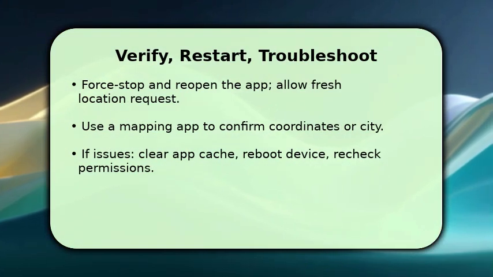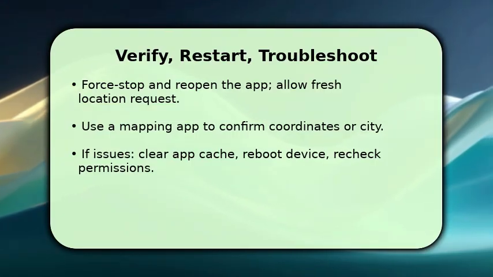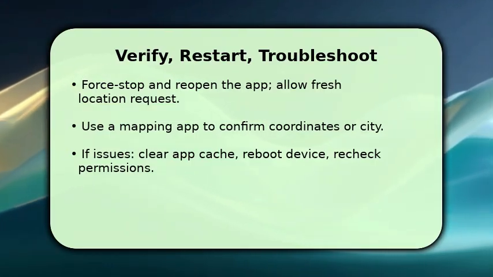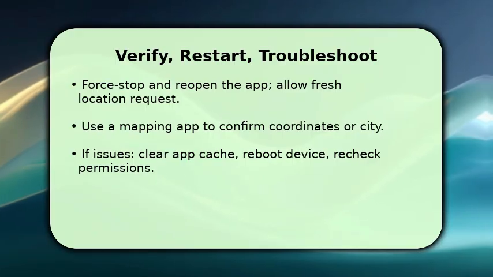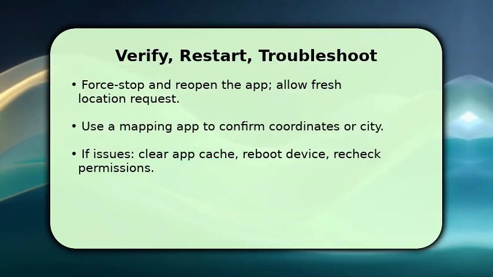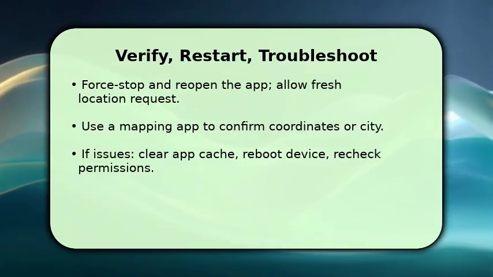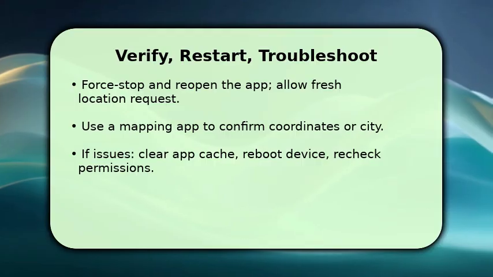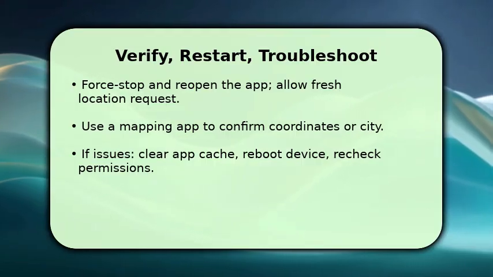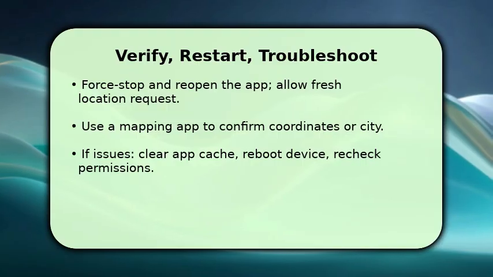Force stop the app and reopen it so it requests location again, then open a mapping app to confirm coordinates or displayed city. If the app still shows the old location, clear the app cache and data or reboot the device to reset services. Make sure any VPN or mock location app remains active and permitted.